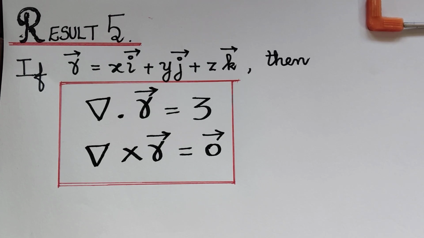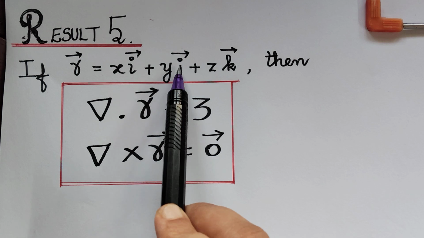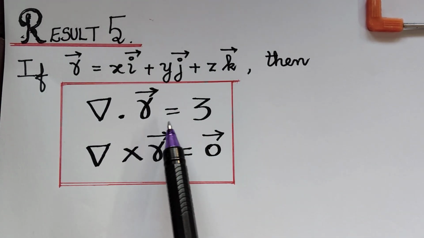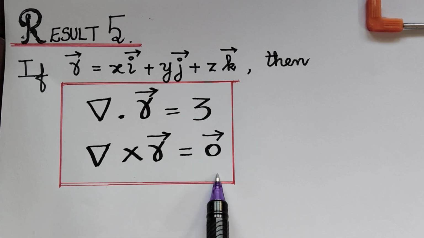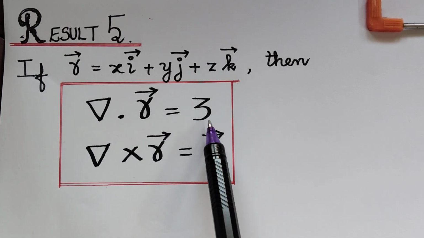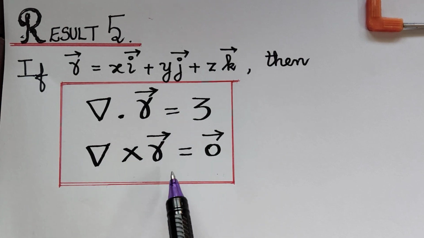Dear students, we are learning results under vector differentiation. Already we have completed results 1 to 4. Now here we have result 5. It is given that if r vector is equal to xi vector plus yj vector plus zk vector, then nabla dot r vector is equal to 3 and nabla cross r vector is equal to 0 vector. That is, the divergence of r vector will be equal to 3 and the curl of r vector will be equal to 0 vector. So we have to prove this.